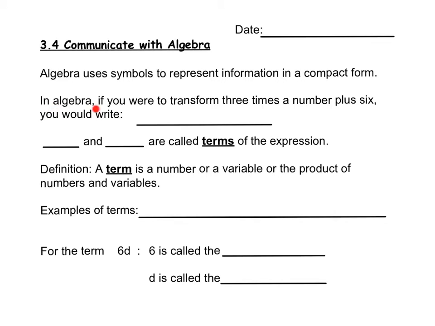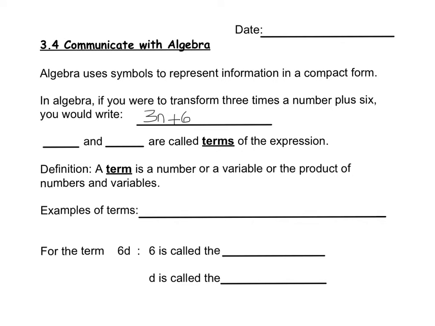So, for example, in algebra, if you were to transform 3 times a number plus 6, we'll think of something as whatever a number is. We can use any kind of symbol, but the majority of the time we use letters. So 3 times a number, I'm going to write it like this: 3n. Notice that they are side by side, which means that they are being multiplied. So this is 3 times a number, and then it's plus 6.